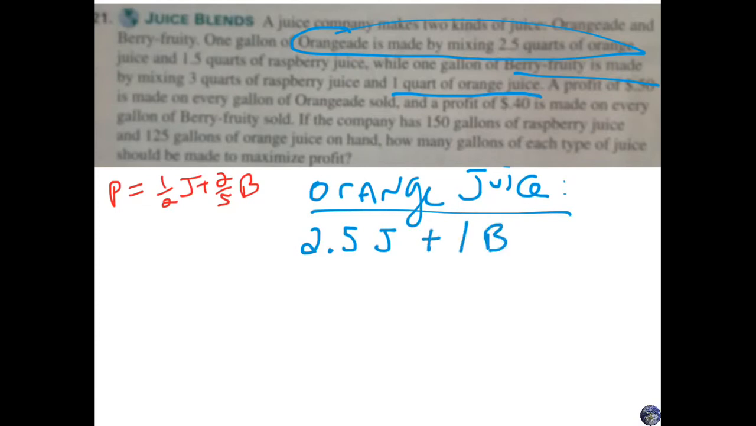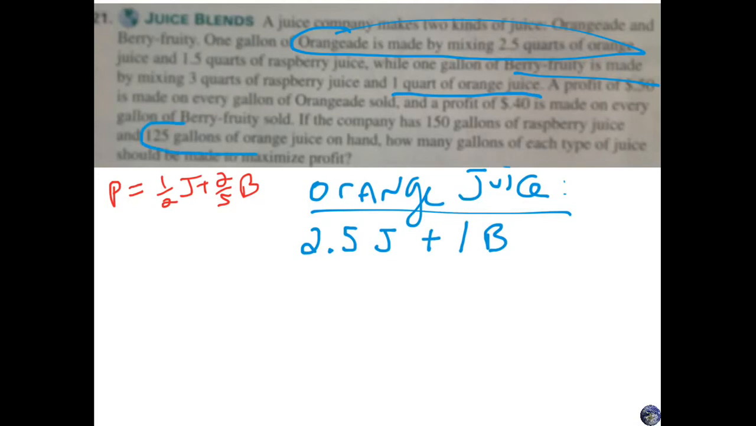But at the same time, it says that we need 1 quart of orange juice for every berry fruity we make. So if we make 1 berry fruity, that's 1 gallon of orange juice we need. If we make 2 berry fruities, that's 2 of orange juice. 3 berry fruities, same deal. We're going to multiply these together. Then we have to add up the amount of orange juice we need from the orangeade and the amount we need from the berry fruity. And we put those together, that's the total amount of orange juice that we're going to use.